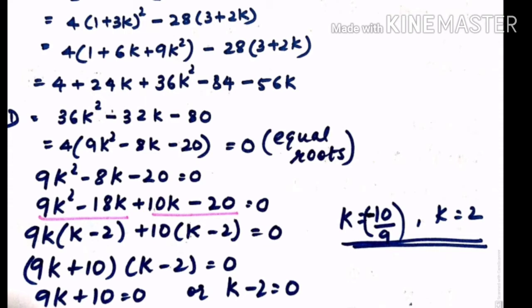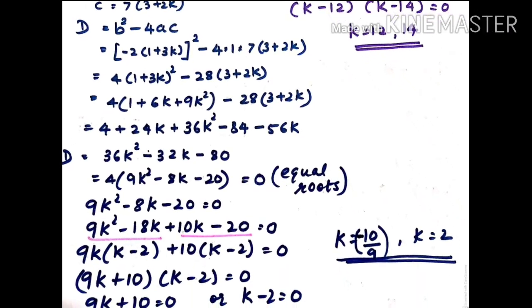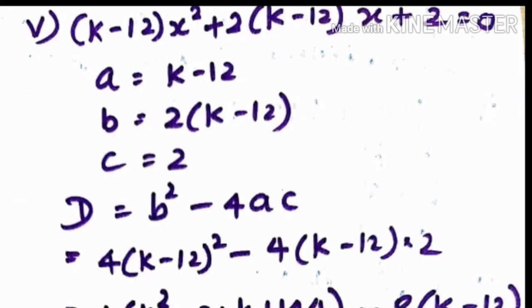So here they asked us to get the value of k. So here we get the value of k as minus 10 by 9 and k is equal to 2 by taking the roots equal. Now same question students, we will take number 5, that is (k minus 12)x² + 2(k minus 12)x + 2 is equal to 0.